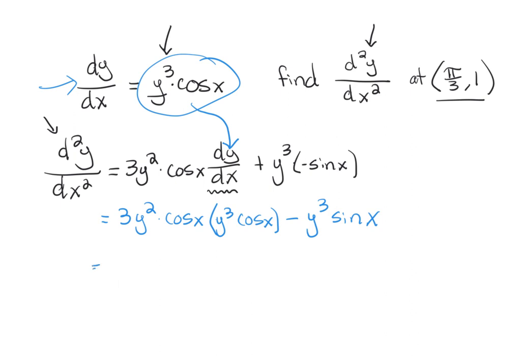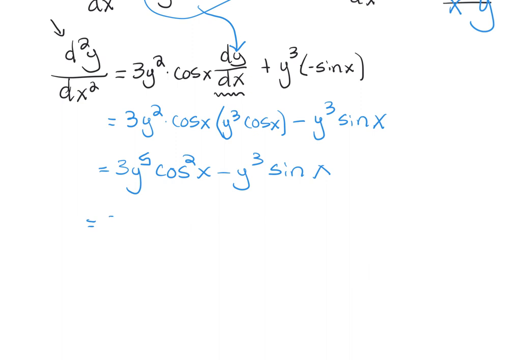All right, let's clean this up a little bit. I'm going to have 3y to the fifth cosine squared x minus y to the third times sine x. So now let's evaluate it. x is pi over 3, y is 1. So 3 times 1 to the fifth cosine squared of pi over 3 minus 1 to the third times sine of pi over 3.